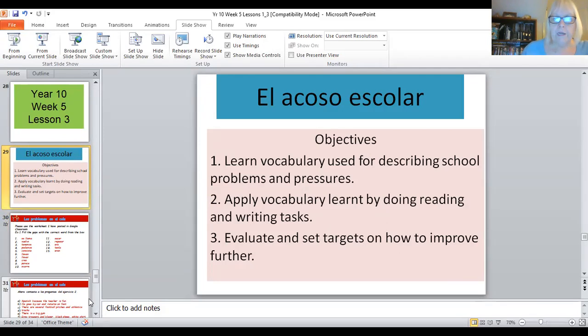Now it says el acoso escolar. So read the text, fill in the gaps with the word from the box. You may want to print this out, or you can work with it on the screen. I don't mind how you do it. You need to read through. There are 15 words to put into the boxes. You've got 15 at the bottom here. They need to go into the gaps.